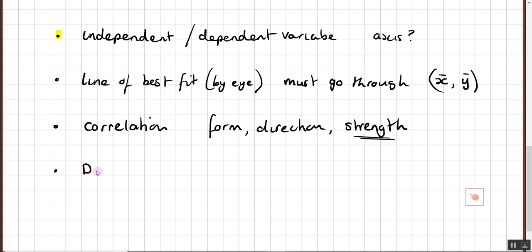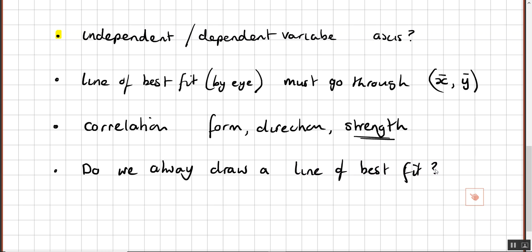Yeah, so we can ask the question, do we always draw a line of best fit? And the answer, as Kieran said, is no. If you do a line of best fit and there's no correlation, your line of best fit is useless. It has no use and it could go anywhere, any direction. You don't make predictions when there's no correlation.